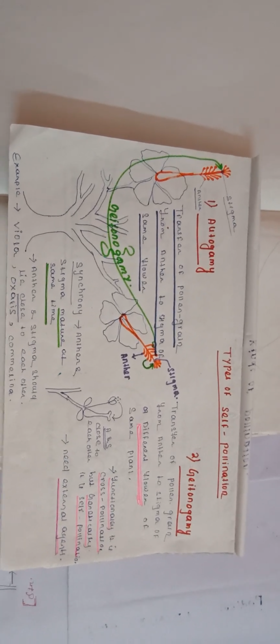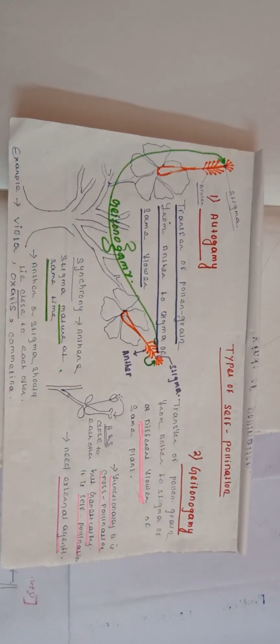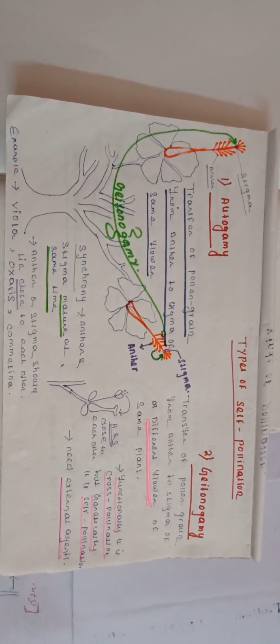This is 1 minute. Types of self-pollination. Pollination is of two types: self-pollination and cross-pollination.